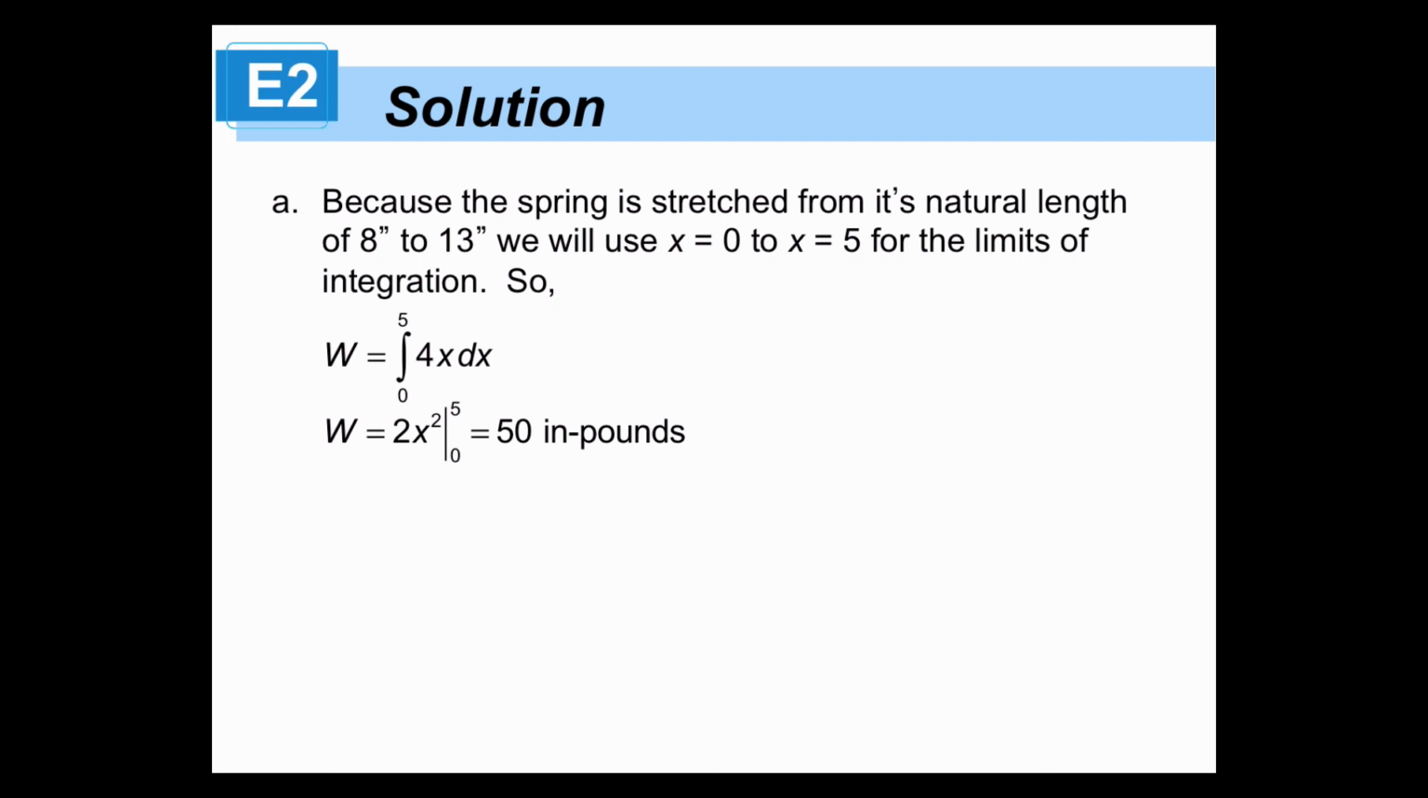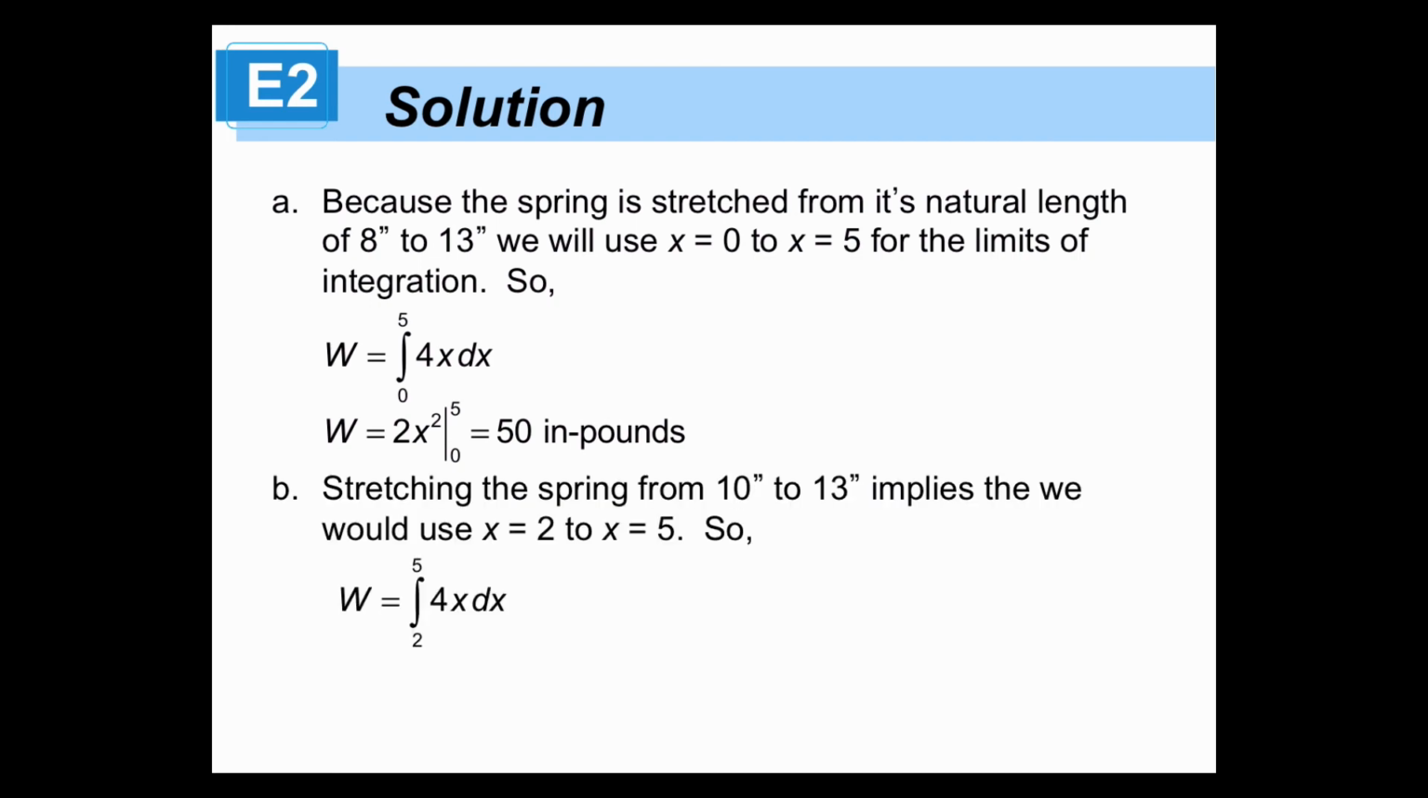What changes in the second part of the problem? Did the function change? Nope, same spring. Right, we go from 2 to 5 now. So 10 to 13. If 8 is our neutral, we're starting at 10, which is 2, and we're going to 5. And so when you do that, you get 42 inch-pounds.